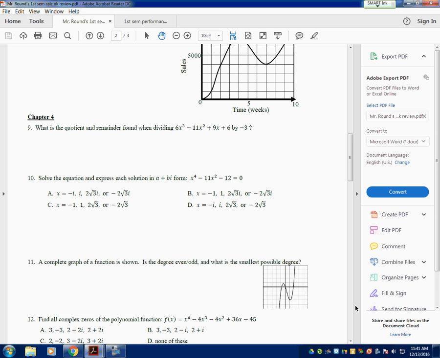Number 10. Number 10, we have, this is a quartic, it's 4th degree. One of the methods we learned for factoring these is the rational root theorem. In other words, you could use factors of plus or minus 12 over plus or minus 1 would be possible rational roots. The only problem with this one is it doesn't have any rational roots. So if you went through that process, you're not going to find any that work.